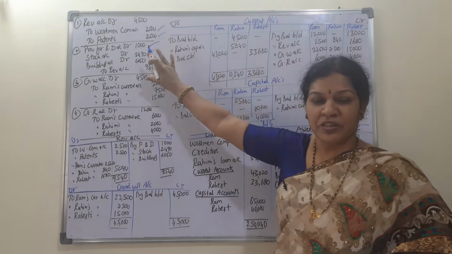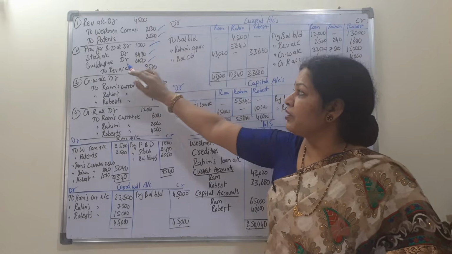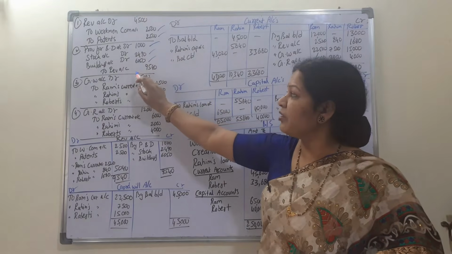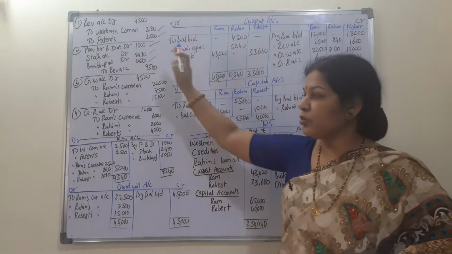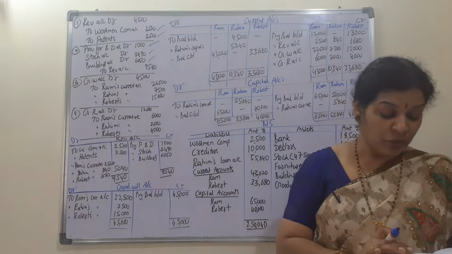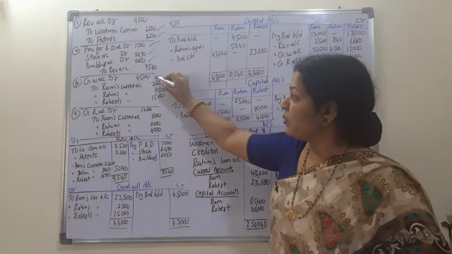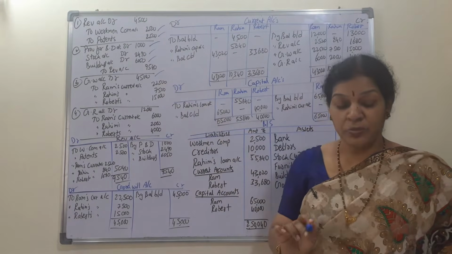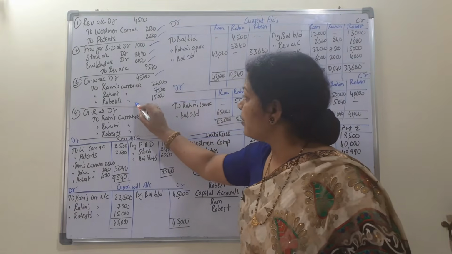So these two entries, revaluation account, are to workman compensation and patents, and what is to be written on the revaluation account: provision for bad debts, stock and buildings. So these two are over. Next, goodwill of the firm is valued at 45,000. It is distributed to all the partners in the ratio of 3:1:1.